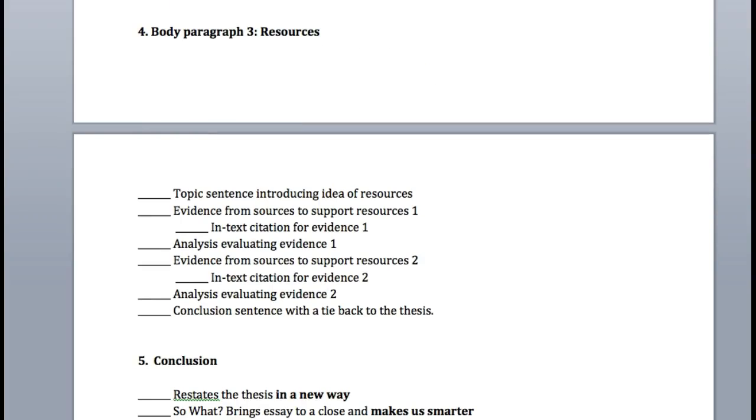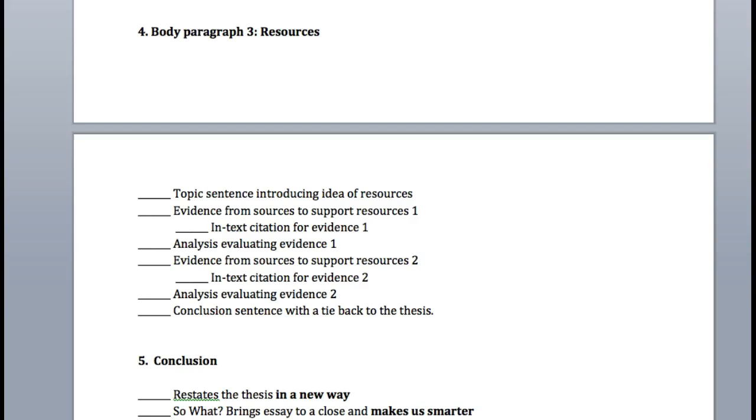The third body paragraph is resources. Again, one nice umbrella topic sentence that incorporates both topics of resources that you will discuss in the paragraph, your first evidence, your in-text citation, your analysis, a nice transition to go between the two, and your evidence from the sources to support the second resource that you will be discussing, including an in-text citation, and again, analysis.